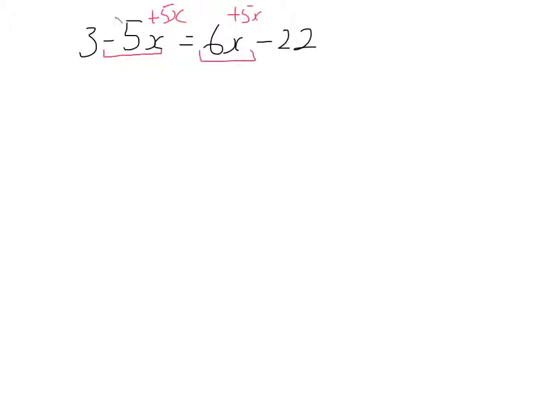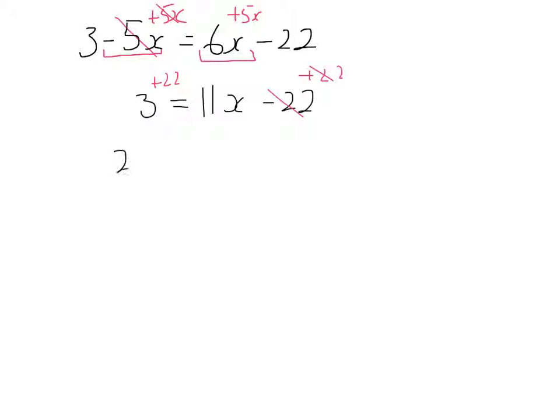And minus 5 plus 5 will cancel those out on the left hand side, which will leave us with 3 is equal to 6 plus 5 is 11x, take 22. Next, what I want to do is to shift the 22 to the other side. It's take 22, so we're going to plus 22 to both sides, and they will cancel down.